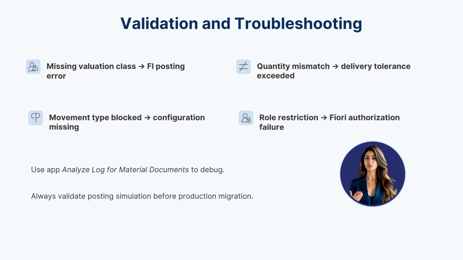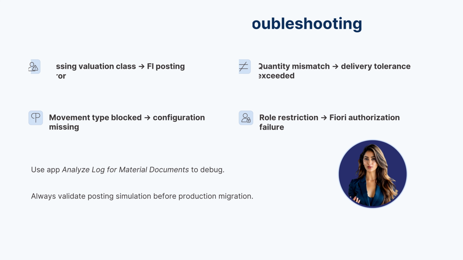Validation and troubleshooting. Common GR errors include missing valuation classes, incorrect quantity tolerance, or blocked movement types. Authorization issues can also cause Fiori posting failures. To troubleshoot, use Analyze Log for material documents or simulate postings in a test client before migration. Always validate role assignments and account determination first.